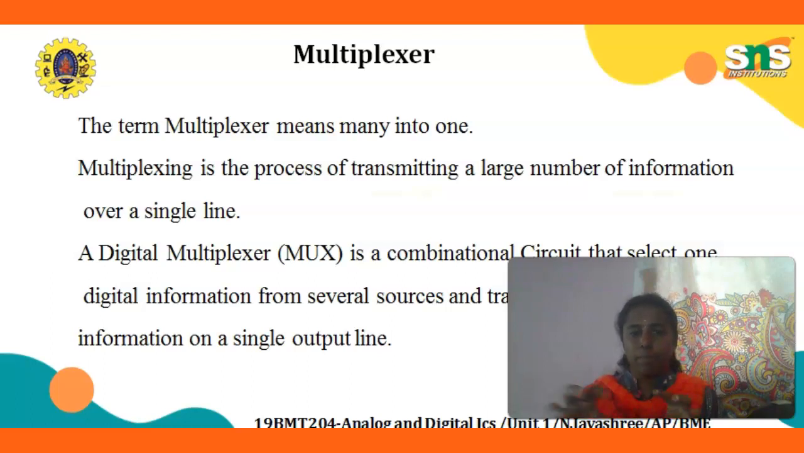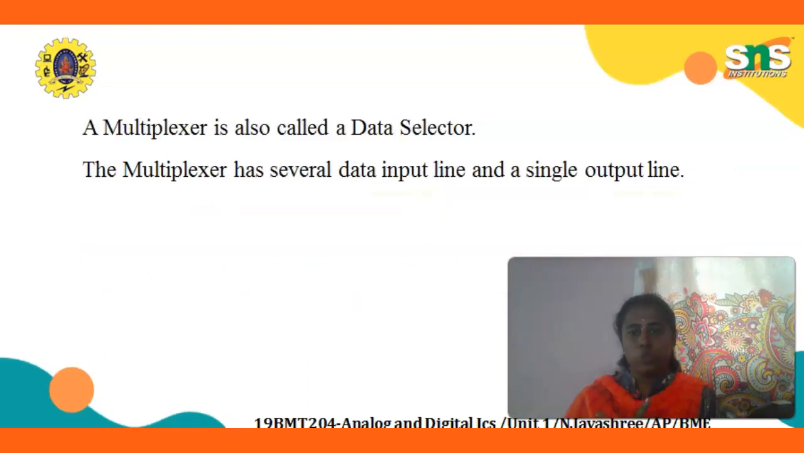For example, in TV signals, television and cell phone communication signals, the many signals received from the input end are transmitted to a single output line. This is the process of multiplexer. Multiplexer is also called a data selector because multiple data are received from the input end, and we need to select one particular line to the output line. The multiplexer has several data input lines and a single output line.